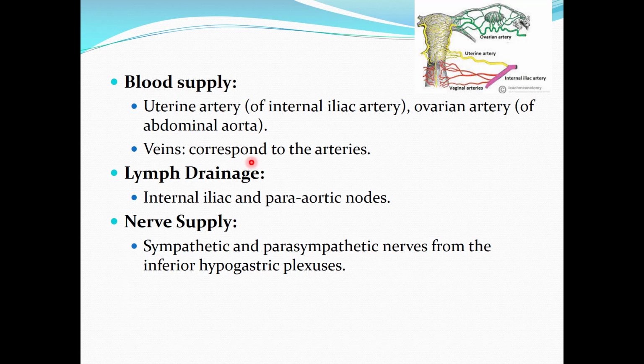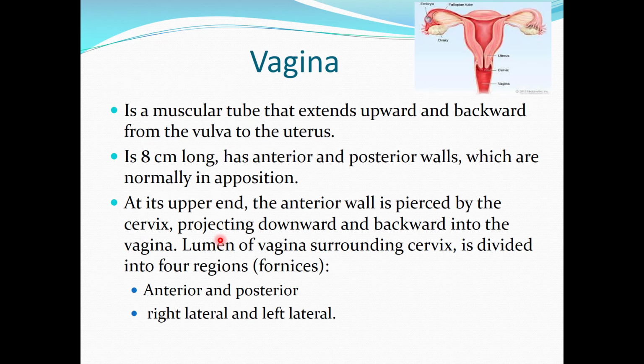Now, what is the blood supply of the fallopian tube? It is the uterine artery, which is the branch of the internal iliac artery, along with the ovarian artery, which is the branch of the abdominal aorta. They are supplying the fallopian tube also. So, uterine artery along with the ovarian artery. The veins will correspond to the arteries. Lymphatic drainage is to the internal iliac lymph nodes and the para-aortic lymph nodes. And nerve supply is the same as that of the uterus. That is sympathetic and parasympathetic nerves from the inferior hypogastric plexus.